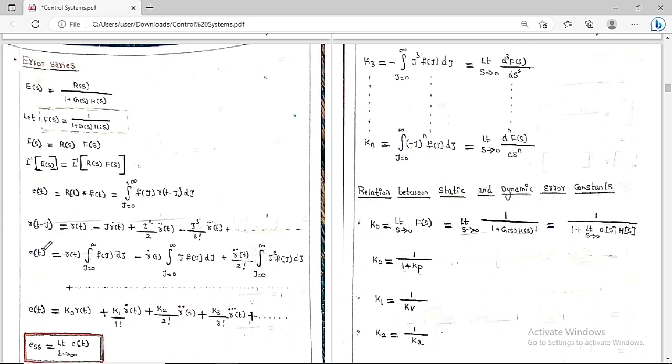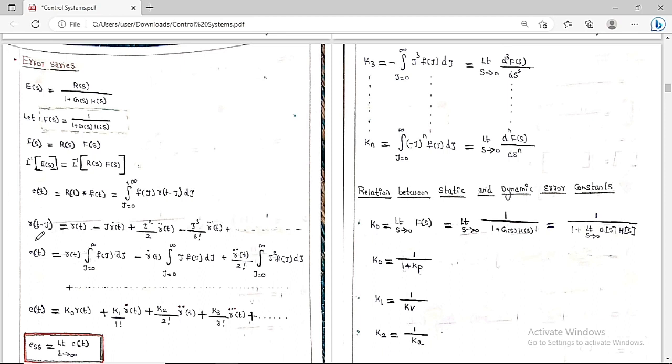Then what is r of t minus tau? With the help of the Taylor series, r of t minus tau is equal to r of t minus tau into r dash of t plus tau square by 2 into r double dash of t minus tau cube by 3 factorial into r triple dash of t, and it goes on.